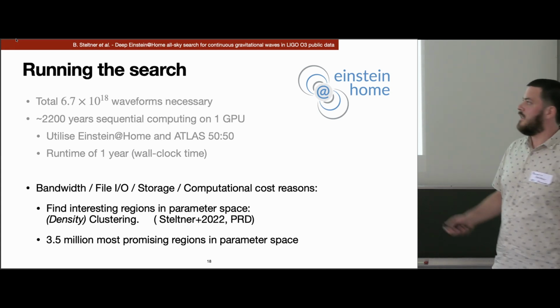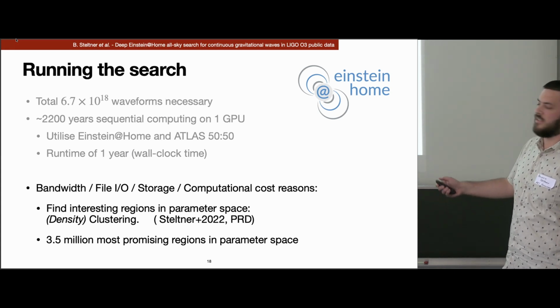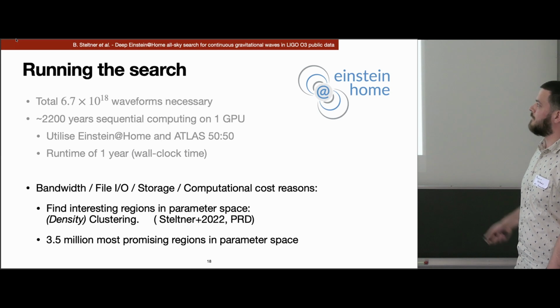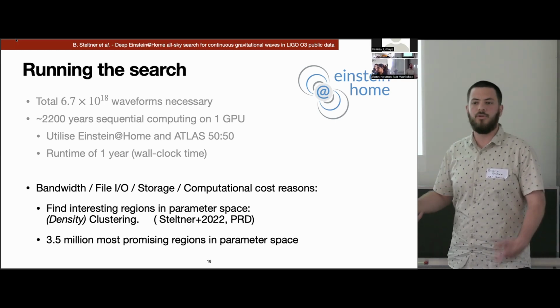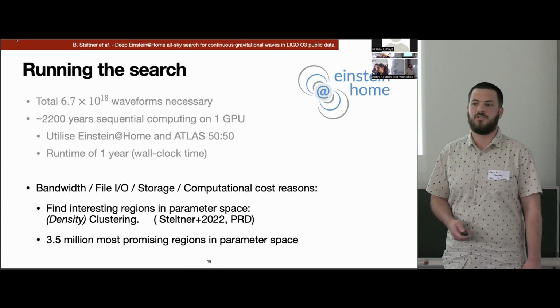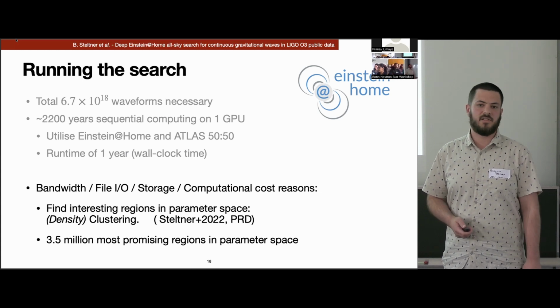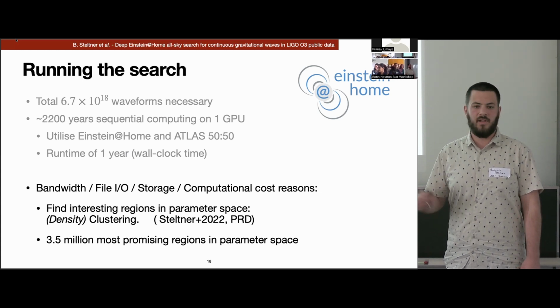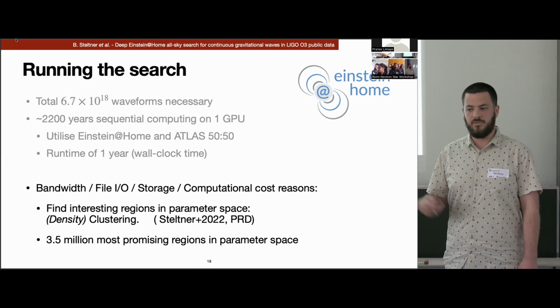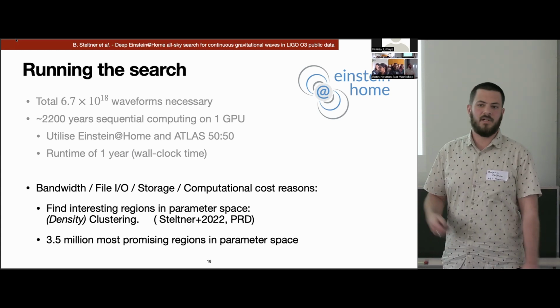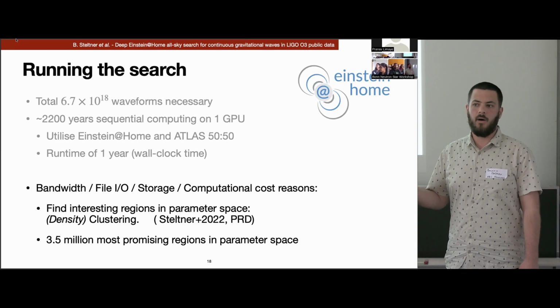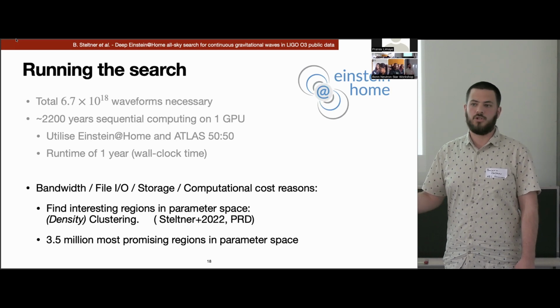with some clustering methods, out of these basically 10 to the 19 waveforms, let me round up a little bit, we identified the 3.5 million most promising regions in the parameter space. We did this with large-scale Monte Carlo studies of fake signals put into the data, treating them exactly as a real search, also quite expensive, but that way we know how a real signal would show up in our data.